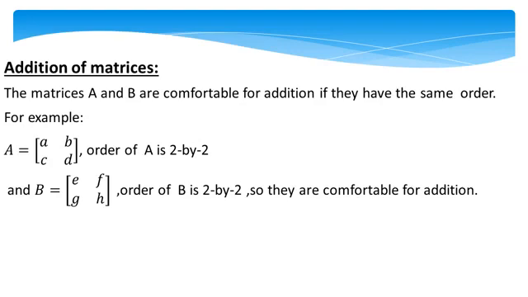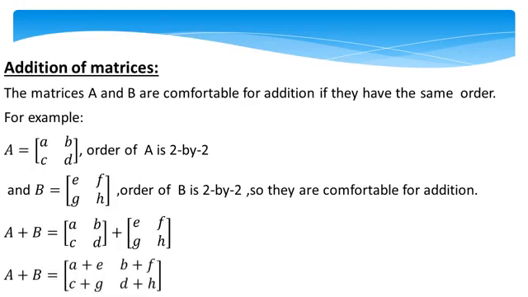Now we add matrix A and B. We can write matrix A plus B. Now we add these matrices. The first element is added to the second matrix's first element: A plus E, B plus F, C plus G, and D plus H. This is the general form of addition of matrices.